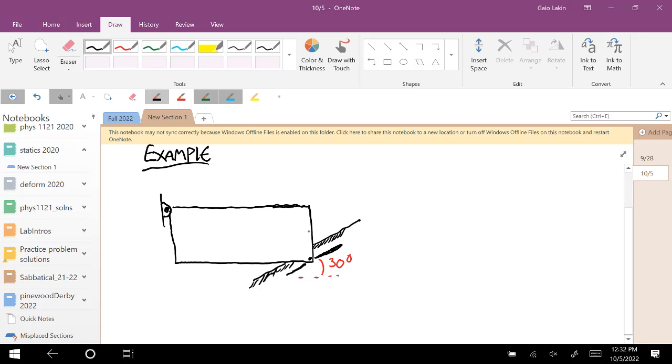And then there's a hole cut out of this rectangle, an inscribed circle. And this length is 2 meters. This height is 1 meter, and that's also the diameter of that circle.